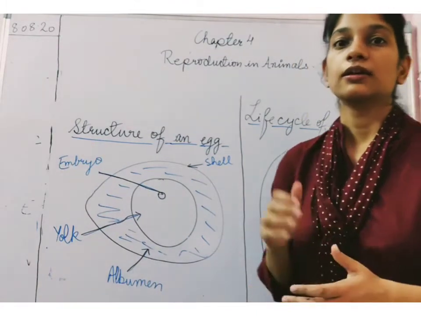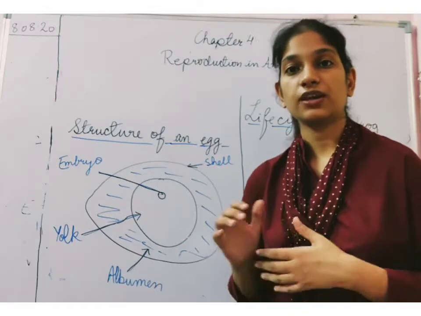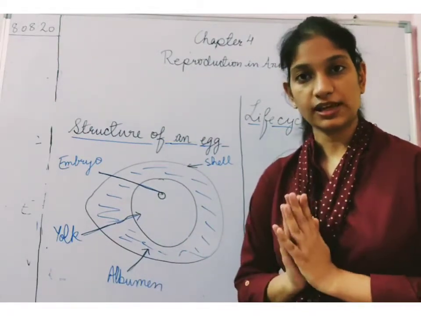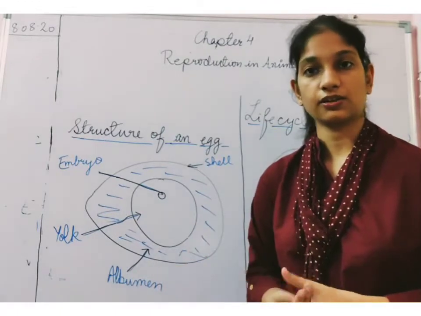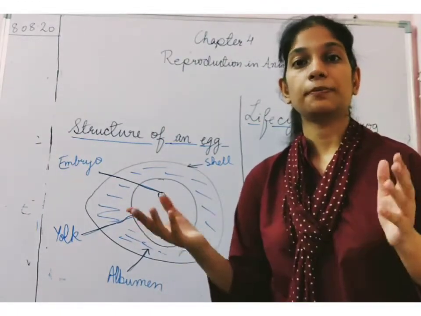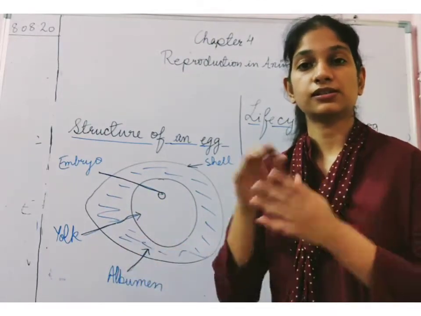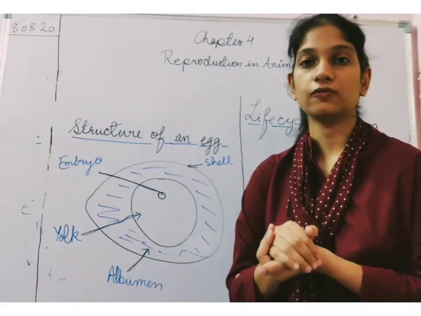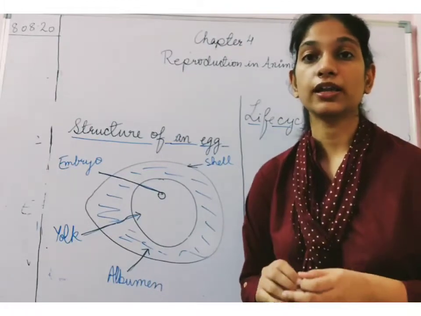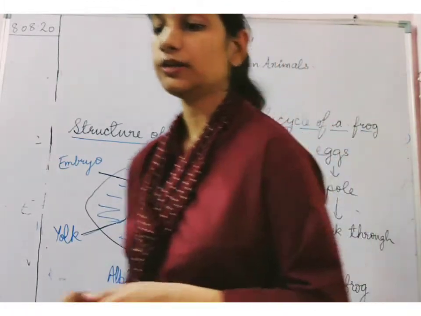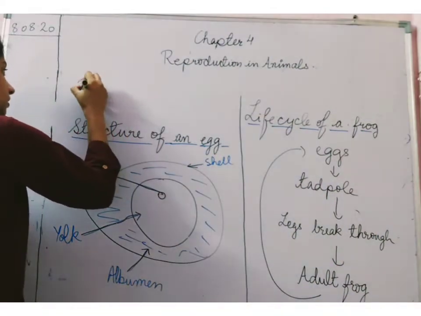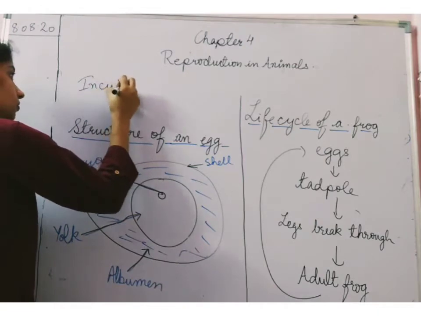Now, what happens first is that a female bird lays eggs. It makes its own nest using grass, twigs, etc., and then it lays eggs over there. Now both the parent birds sit on that egg and make it warm. They sit on the egg and make it warm, which is called incubation.